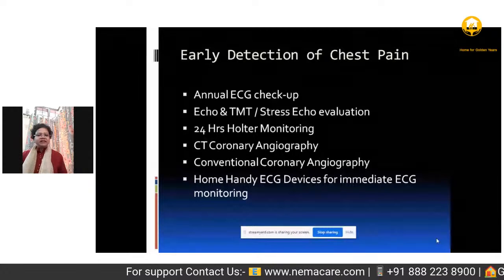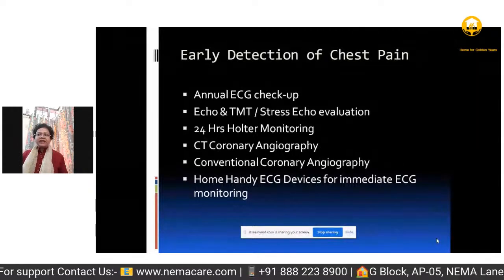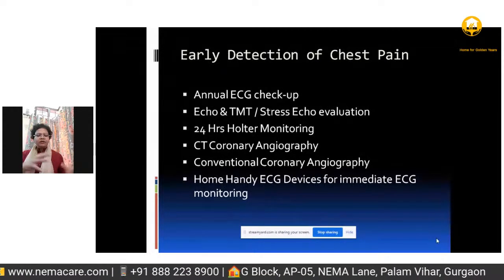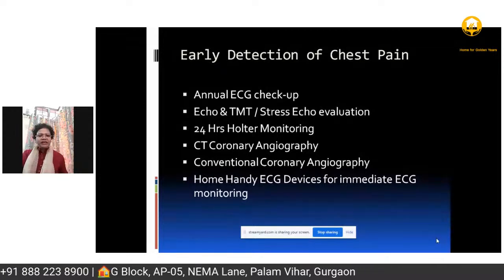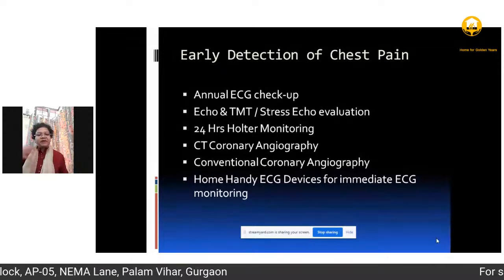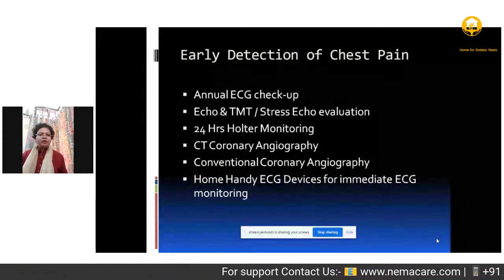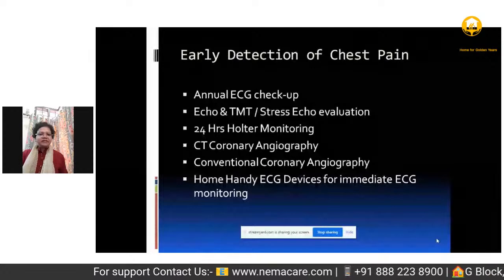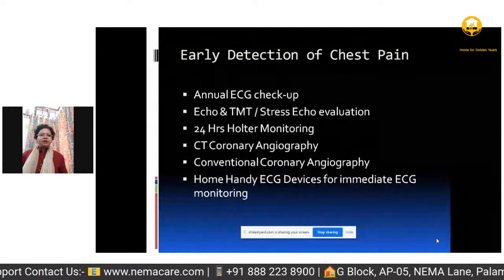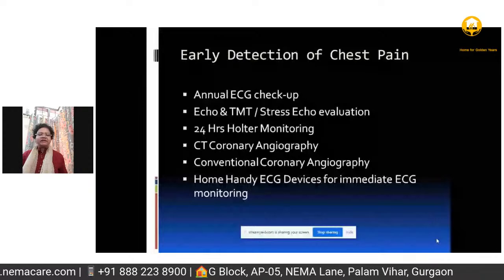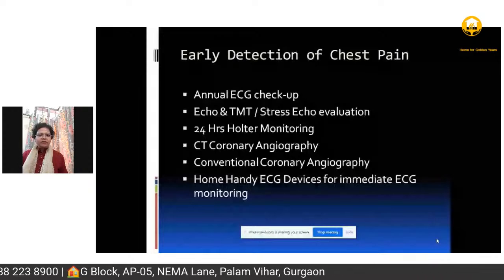Okay, so there is another test called a stress echo, wherein we combine an echo, then a treadmill, and again a quick echo, right? So the specificity of this test is higher than a pure TMT alone. So sometimes when the TMTs come out abnormal, the doctor subsequently advises you to go ahead for a stress echo, right?